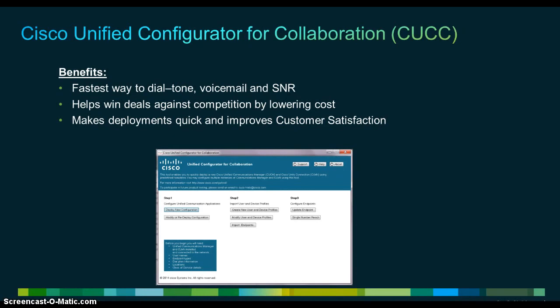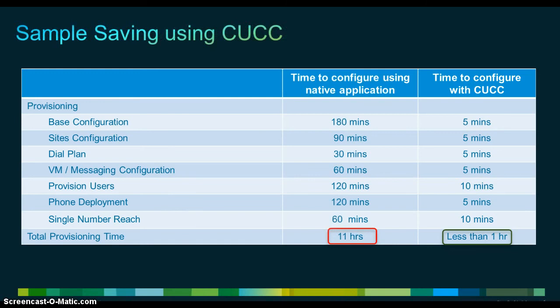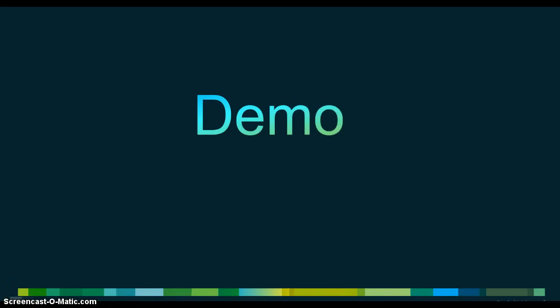It helps our Cisco partners win deals against competition by lowering their cost of deployment and hence being able to compete well. It also makes the deployment quick and hence improves customer satisfaction. So how much time does it really save? In our tests with partners, we found out that it shaved off 10 hours of upfront configuration time. That's more than a day's worth of work. Now, I can keep talking on about this, but instead, let me show you a demo of how it works.